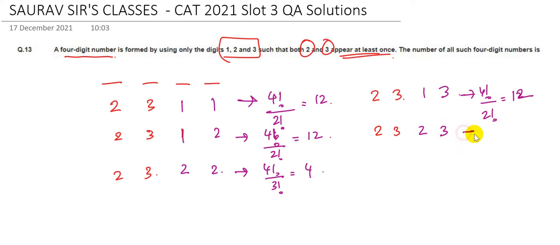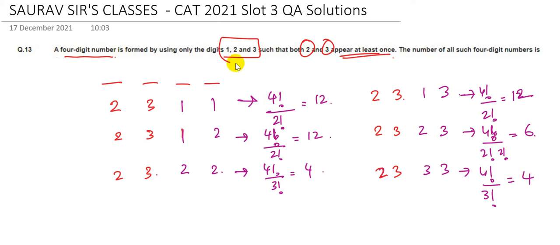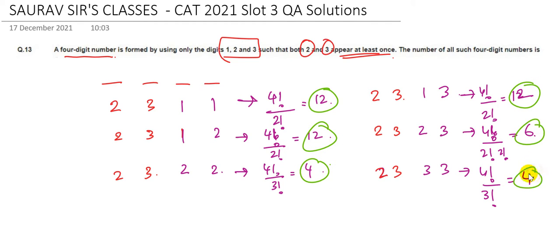2, 3, and this can be done in factorial 4 by factorial 2 into factorial 2, that's 24 by 4, which is 6 ways. And then I can have 2, 3 and 3, 3, and this can be done in factorial 4 by factorial 3, which is 24 by 6, that's 4 ways. So the number of all numbers that can be formed will be the sum of all these numbers: 12, 12, 4, 12, 6, 4, which would be 12 times 3 plus 14, that is 50 ways. So there can be 50 such numbers that can be formed.